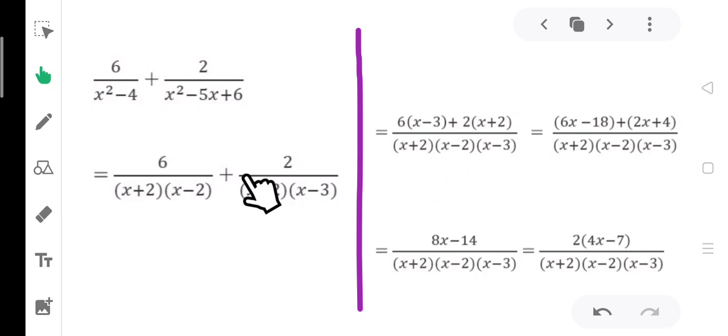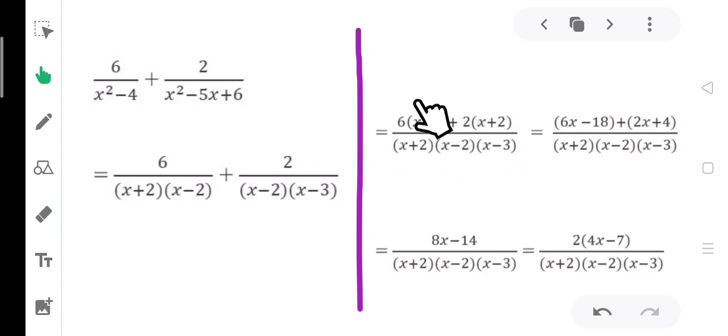Then for the other rational expression, divide this LCD by this denominator. So we can cancel x minus 2 and x minus 3. What remains is the answer x plus 2. Then multiplied by the numerator 2. So we have 2 times x plus 2.